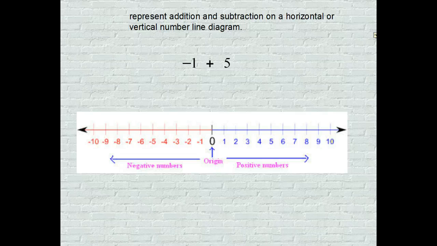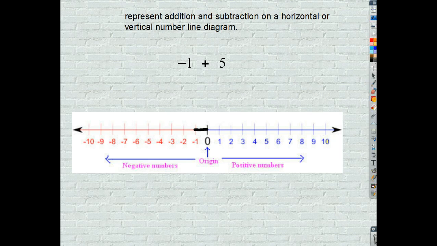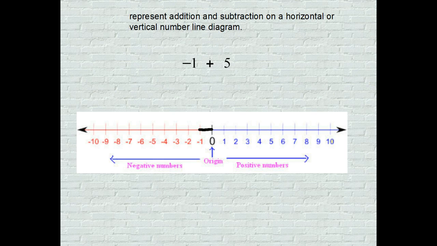Now we have a negative integer in play here, and it says negative 1 added to 5. So on the number line, we go from 0, always start from the origin 0, and go to the beginning part. We started at negative 1. And we're going to draw our little dotted line. And we're going to go 5 units.